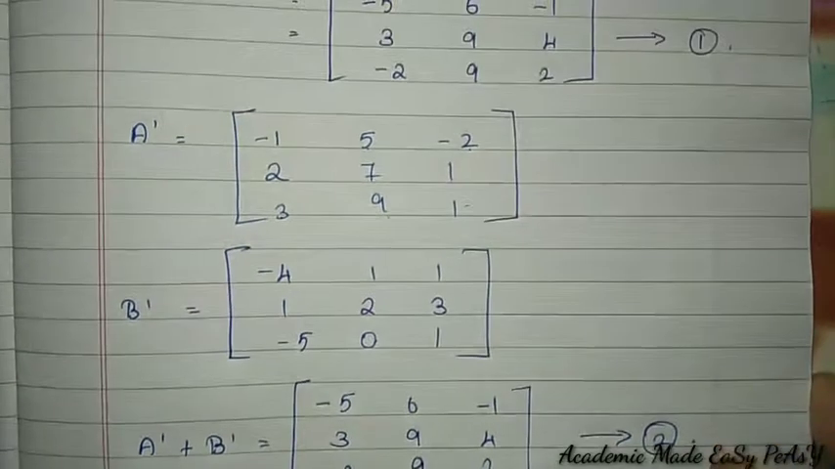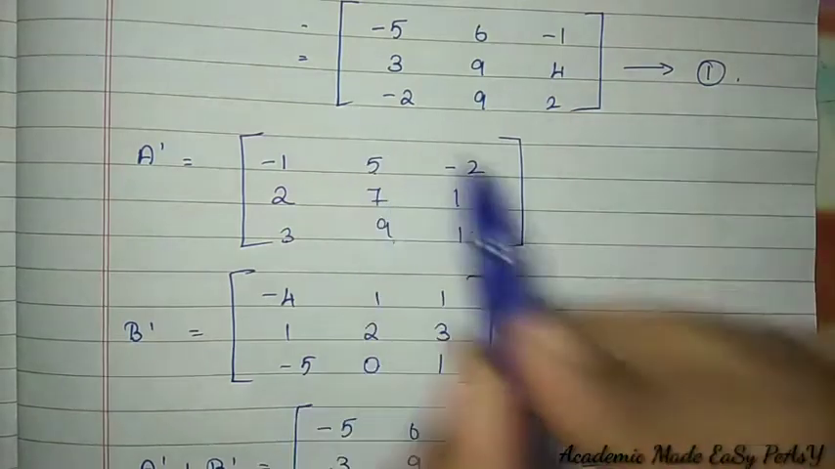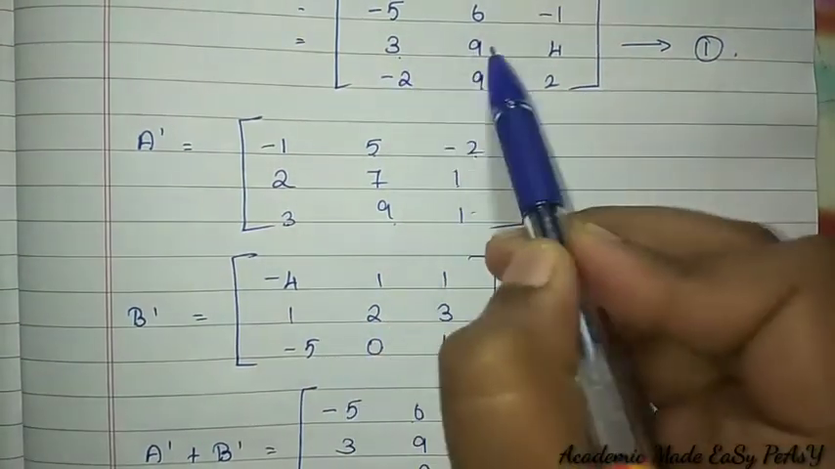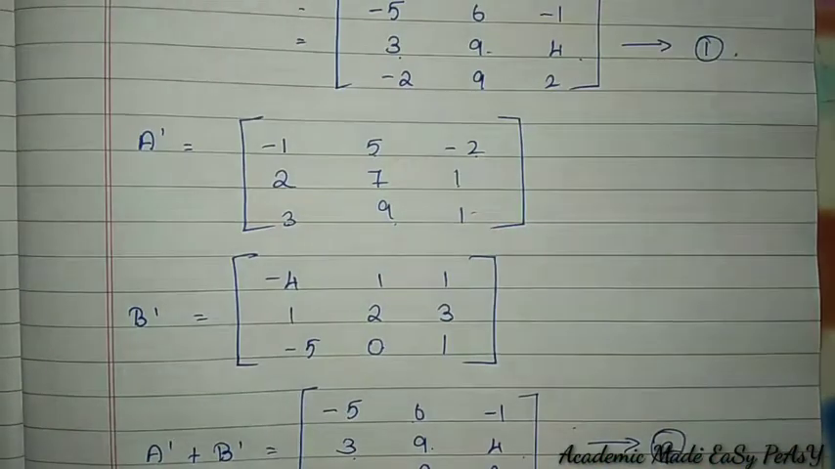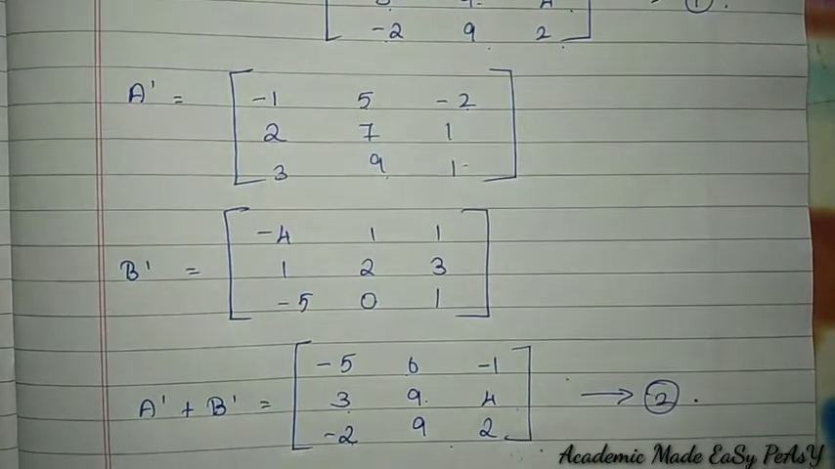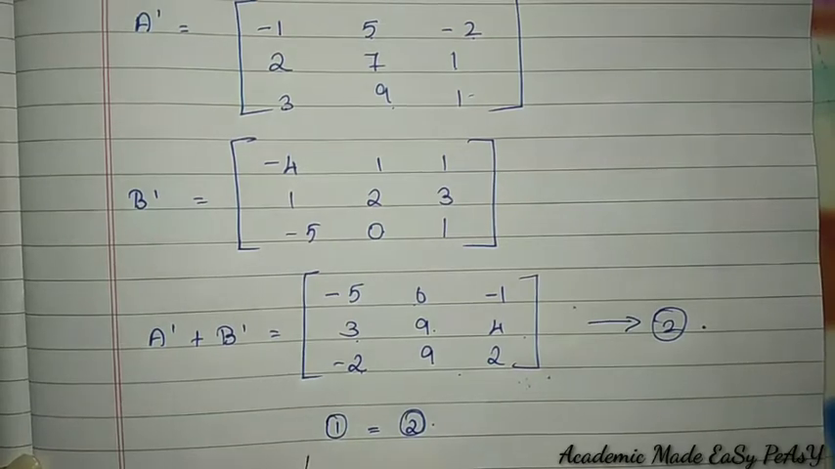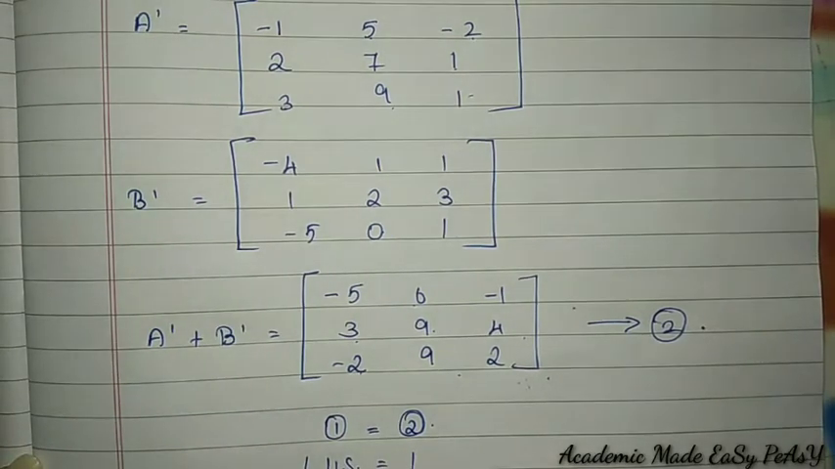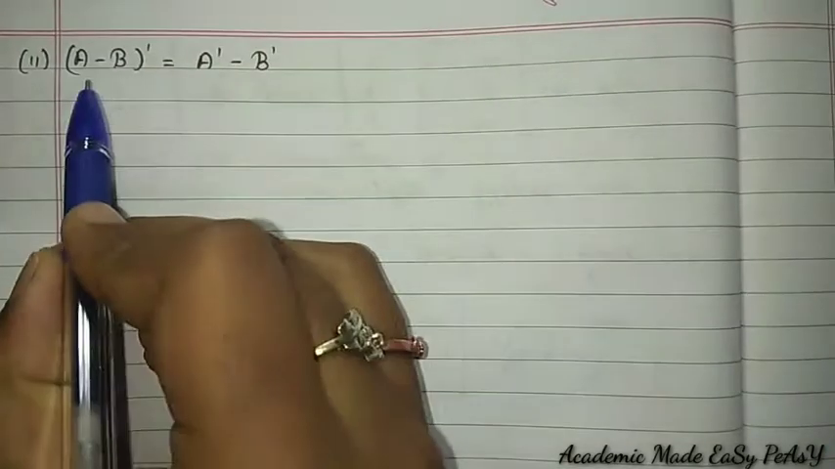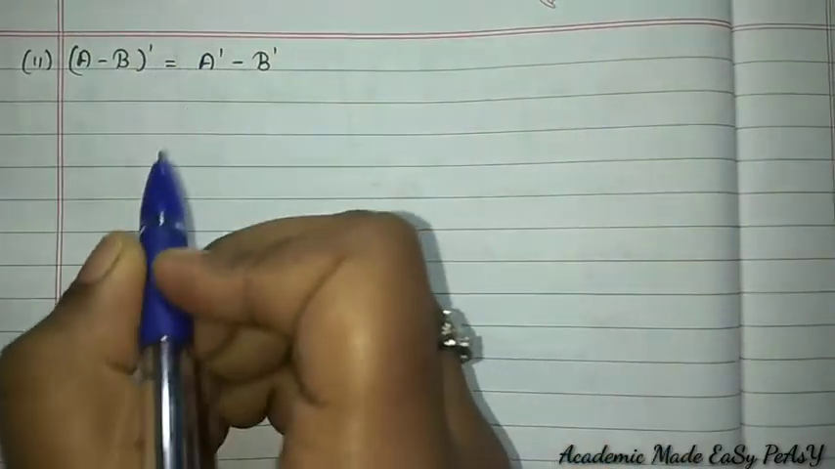Therefore, just check equation 1 and 2. See, the first line: minus 5, 6, 1, minus 5, 6, 1. The second line: 3, 9, 4, 3, 9, 4. Then the third line: minus 2, 9, 2, minus 2, 9, 2. So therefore, I will say that equation 1 is equal to equation 2. LHS is equal to RHS. Hence verified. Subdivision 2: A minus B the whole transpose is equal to A transpose minus B transpose.